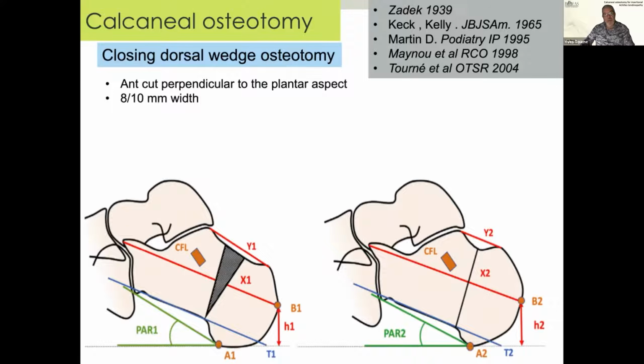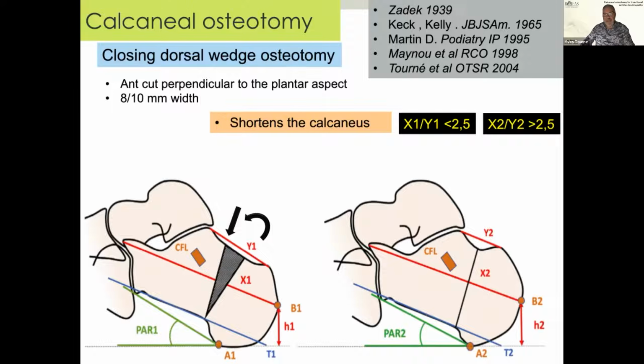This Zadek osteotomy is a closing dorsal wedge with an anterior cut more or less perpendicular to the plantar aspect, with a width of 8 to 10 millimeters, and that shortens the calcaneus. The immediate result is that we change the ratio, and the ratio moved from under 2.5 to over 2.5.